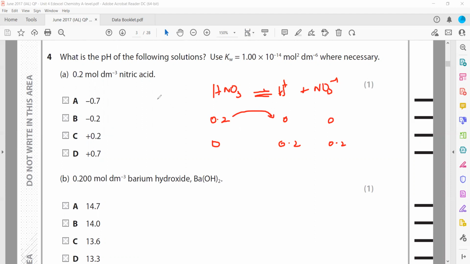So we'll use a formula. The hydrogen ion concentration is there, then we'll use the formula pH equals minus log of hydrogen ion concentration. So it will be minus logarithm of 0.2, the pH of this nitric acid solution. When we substitute the value, it will come out as 0.7. So D will be the right answer.